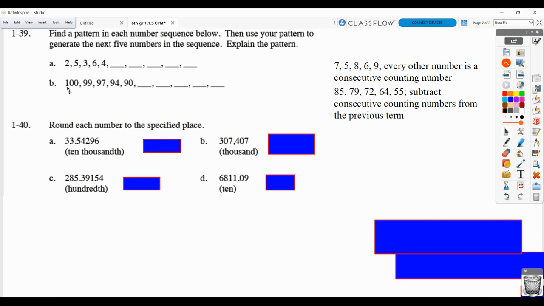Previous term means the one in front of it. So we subtracted 1 from 100 to get 99. We subtracted 2 from 99 to get 97.